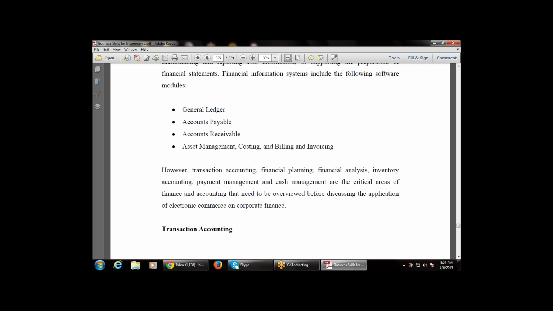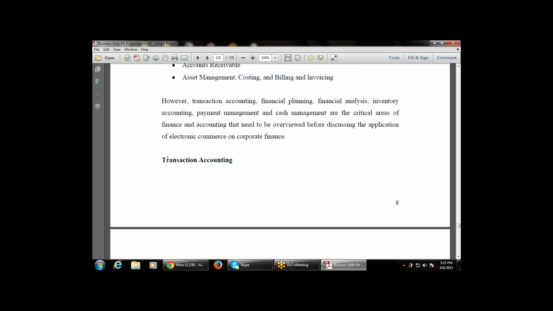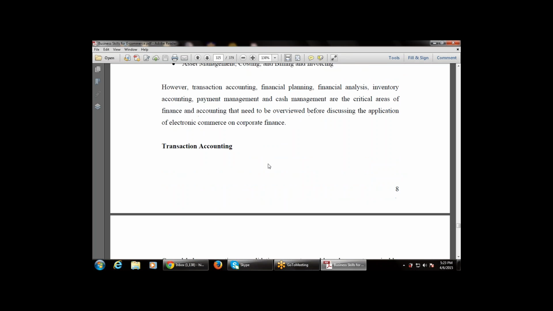So these are the various critical areas of financial accounting, and this can be overviewed before discussing the application of electronic commerce on corporate finance. Now let's see what transaction accounting is.